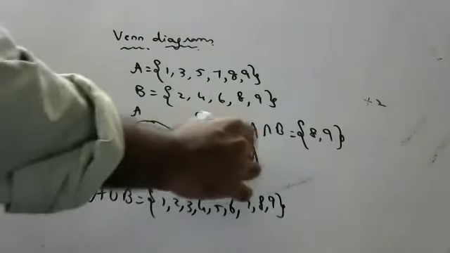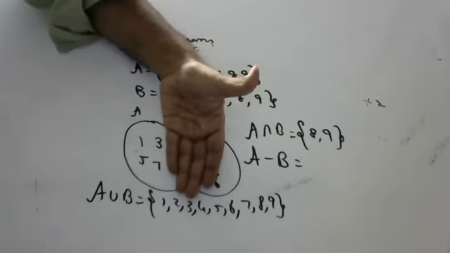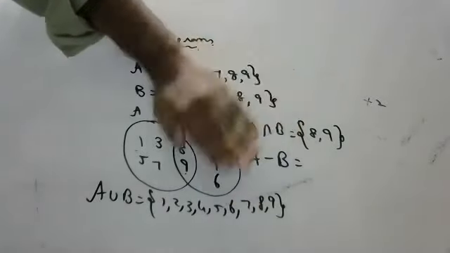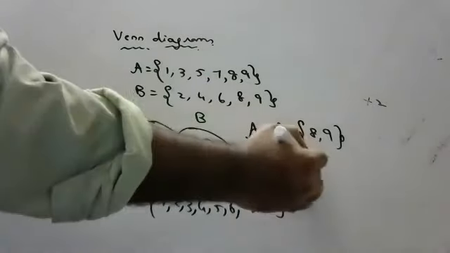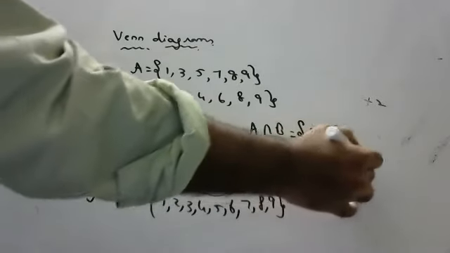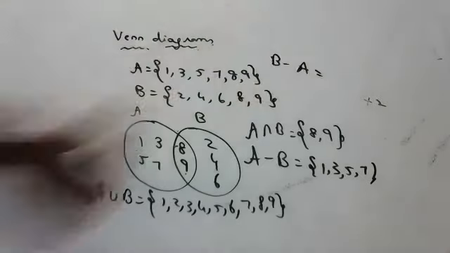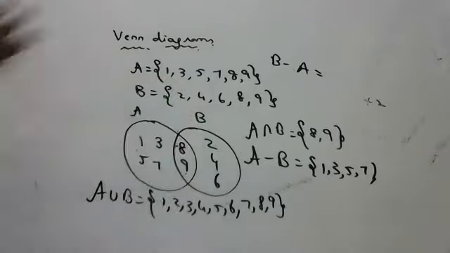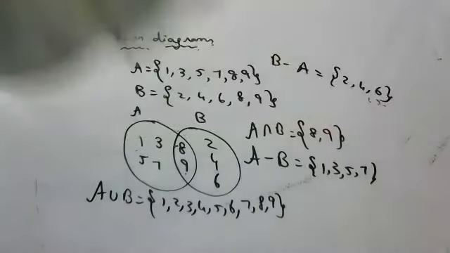And A minus B. What is A minus B? This one, check. 1, 3, 5, 7. Means we are removing B and the common elements from A. So only this, 1, 3, 5, 7. Okay. Suppose B minus A. B minus A means, children, only this: 2, 4, 6. Only 2, 4, 6. This is how it will be useful.